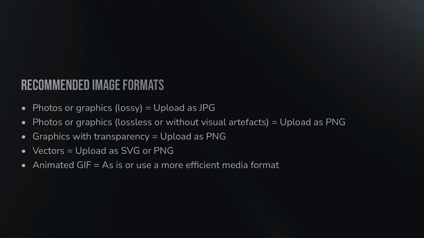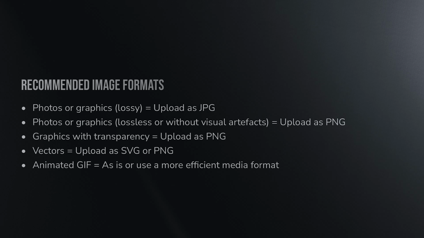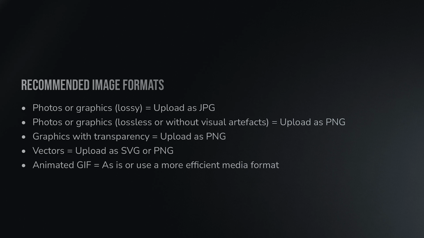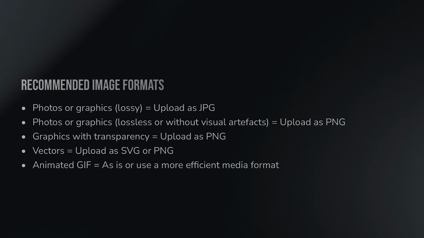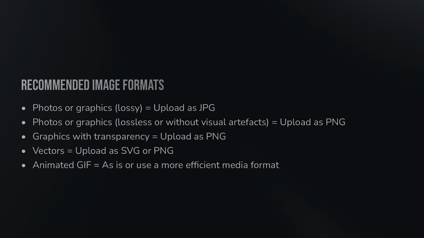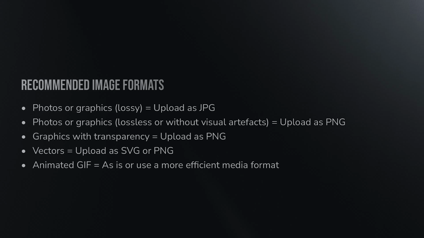An overview of recommended image formats. If you have a photo or a graphic that's lossy, then you can upload it as a JPEG. If you need to upload photos or graphics in a lossless format, or if you have, for example, a transparent PNG, then you can upload it as a PNG. If you have a vector, it's recommended to just keep it as an SVG, or you can convert it to PNG if it's a complex vector. And for an animated GIF, you can leave that as is, or you can choose a different format, for example video, if it's more efficient.